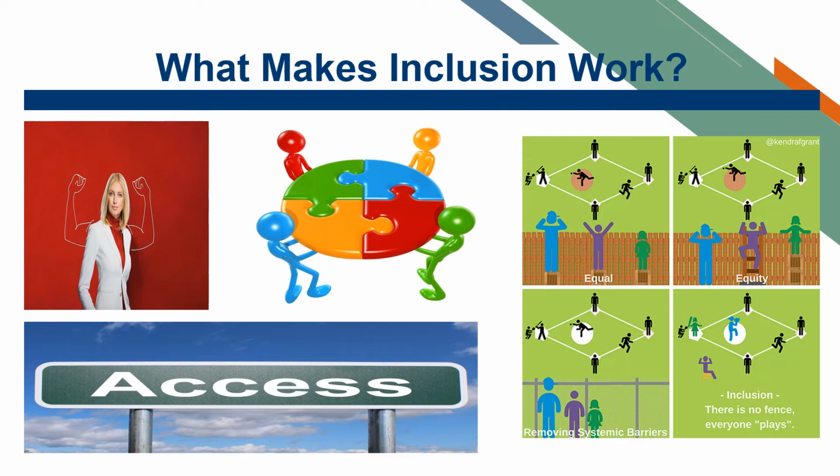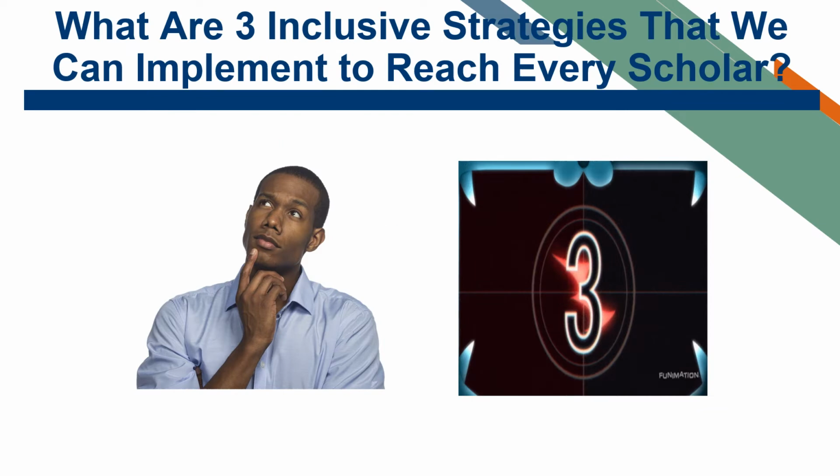Research shows that students with exceptionalities can be more successful when they have access to the same curriculum and are held to the same standards as students without exceptionalities. In inclusion, there is no fence. All of the systematic barriers are removed and everyone plays. So what are 3 inclusive strategies that we can implement to reach every scholar? Well, let's see.